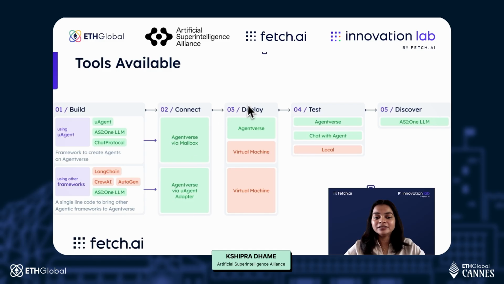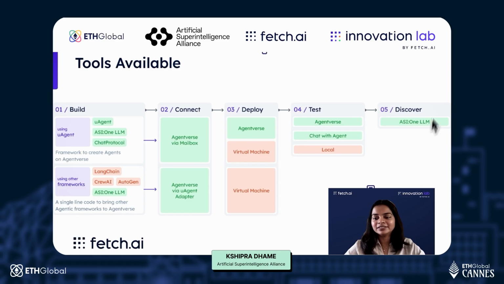Next, you can either deploy these agents on Agentverse, you can also deploy them on your local machine, or you can just spin up a VM and have your agent deployed on the VM so that it's always up and running. Next, to test your agent, you can directly test it on Agentverse using Chat with Agent, or you can also do it locally by creating another agent that communicates with your agent just to see if you're getting the right response and so on.